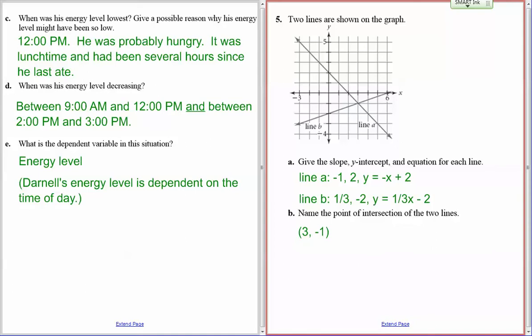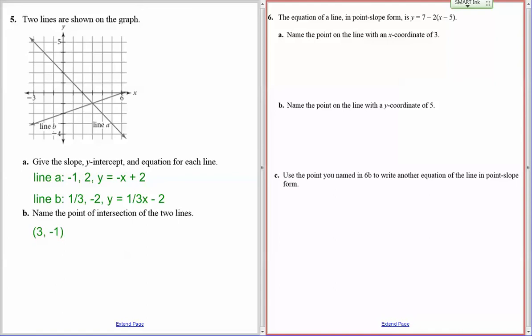All right, so we got the equation of a line in point-slope form given to us, y equals 7 minus 2 times x minus 5, and we're supposed to name the point on the line with an x-coordinate of 3. In other words, plug 3 in for x. 3 minus 5 is -2. -2 times -2 is positive 4, and 4 plus 7 is 11. I get an output of 11 when my input is 3, so here's my answer, (3, 11).